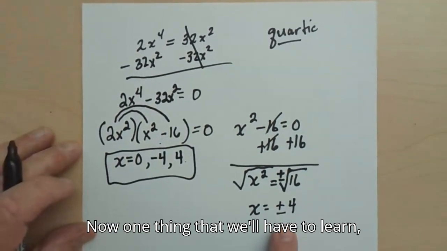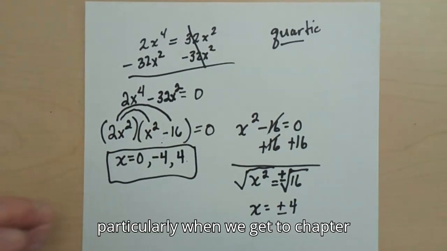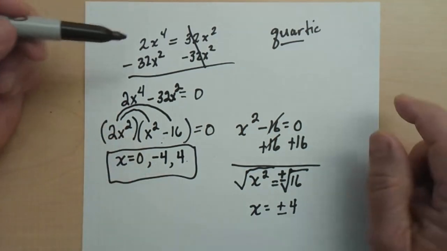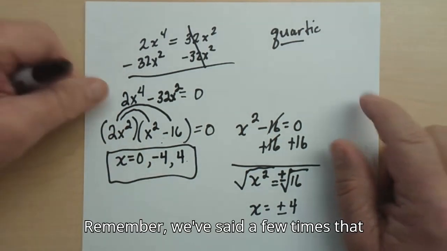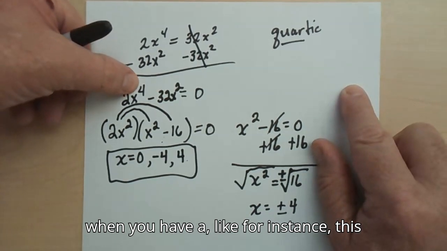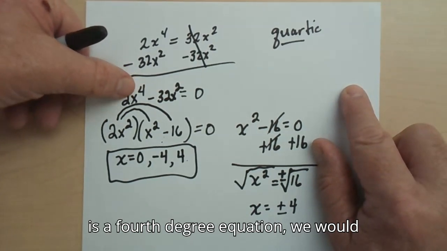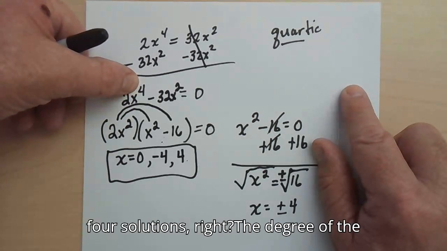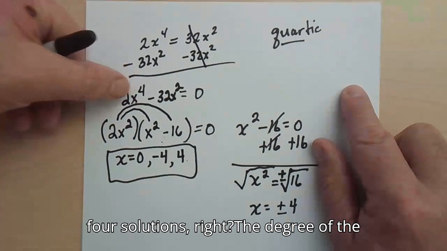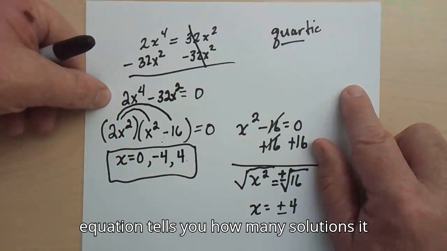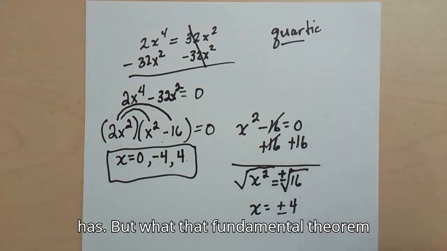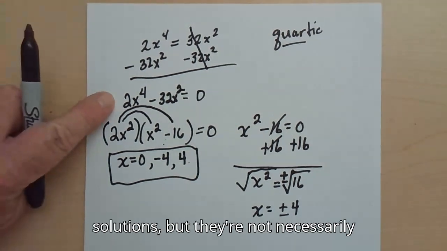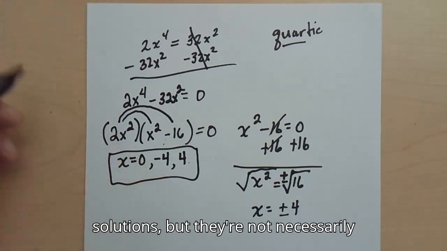Now, one thing that we'll have to learn, particularly when we get to chapter 3, this is important, so I'm going to go ahead and mention it briefly now. Remember, we've said a few times that when you have, for instance, a 4th degree equation, we would expect there to be exactly 4 solutions, right? The degree of the equation tells you how many solutions it has. But what the fundamental theorem of algebra says is that it has 4 solutions, but they're not necessarily all distinct.